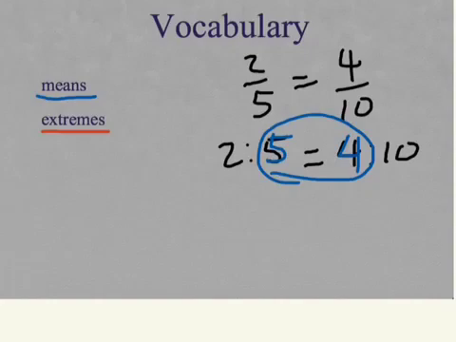And of course the extremes, as you would guess, are on the extreme sides. So 2 and 10 refer to the extremes. It's a little bit hard to see where the extremes and means are when you're looking at the proportion as two fractions set equal to one another. But if you can identify them, I'm sure you'd realize that 2 and 10 out here are the extremes, and then the means are on the inside right here.